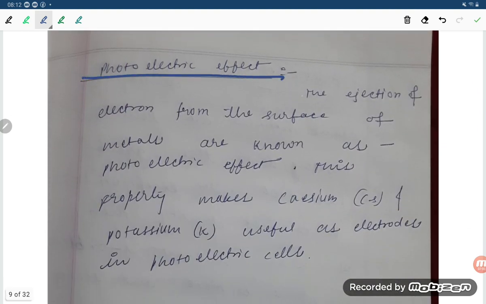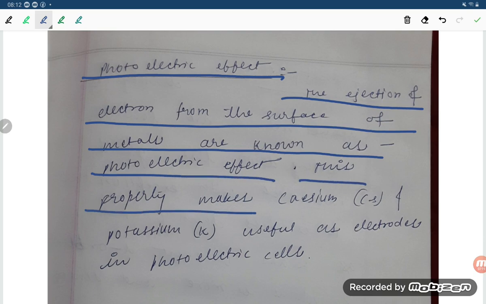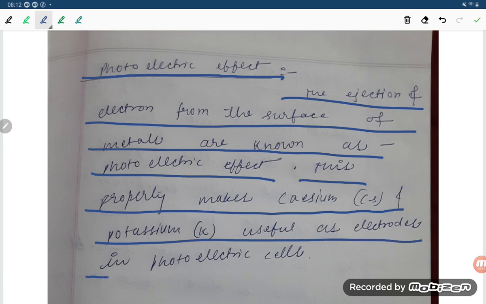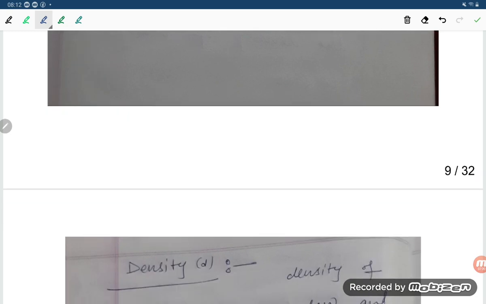Photoelectric cell or photoelectric effect. The ejection of electrons from the surface of a metal is known as the photoelectric effect. This property makes cesium and potassium useful as electrodes in the photoelectric cell.